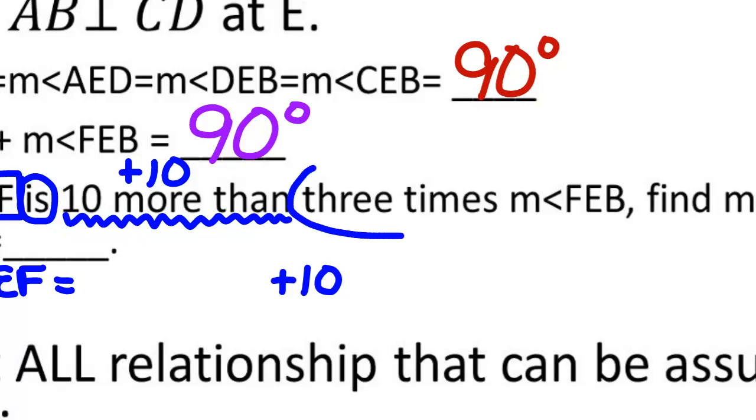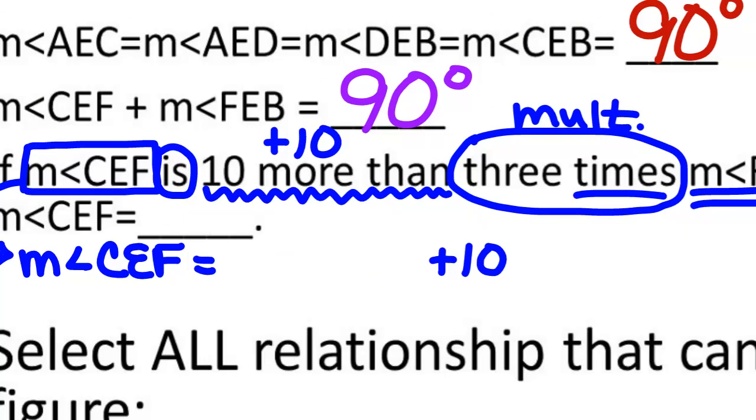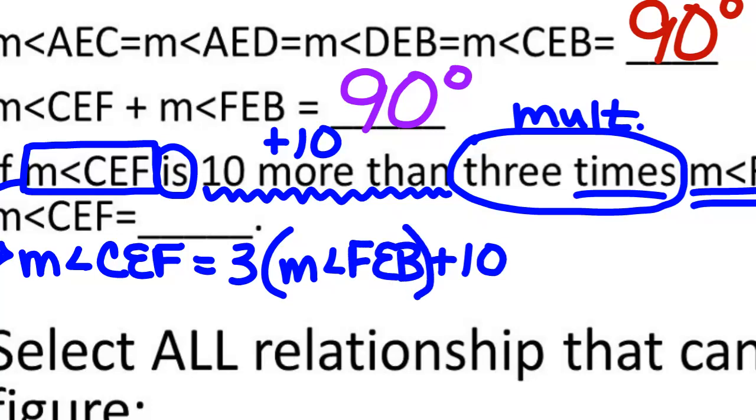3 times. What operation is happening when we see times? Multiplication. We are multiplying by whatever comes after the word times. So I'm going to do 3 times, and then they have the measure of angle FEB. So M angle FEB. Close my parentheses.